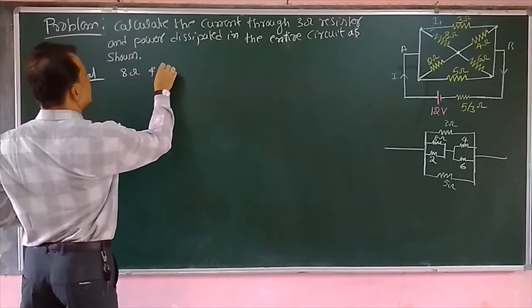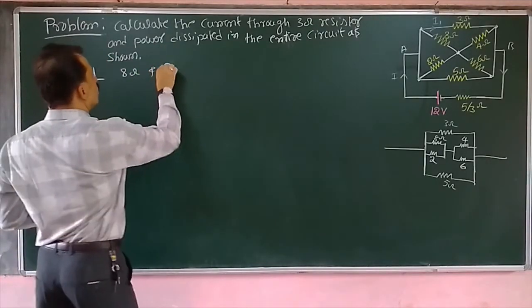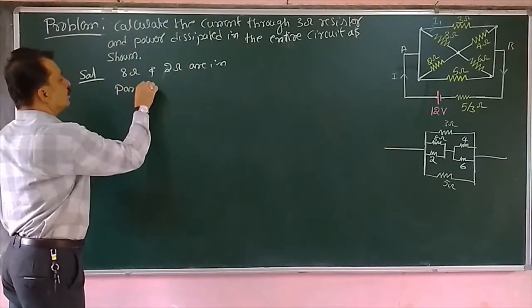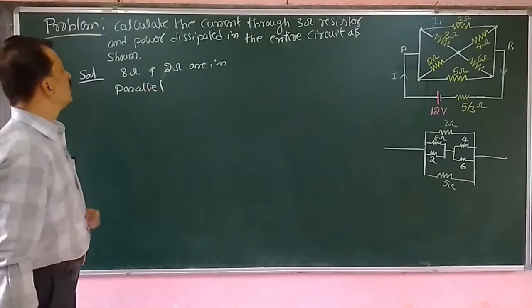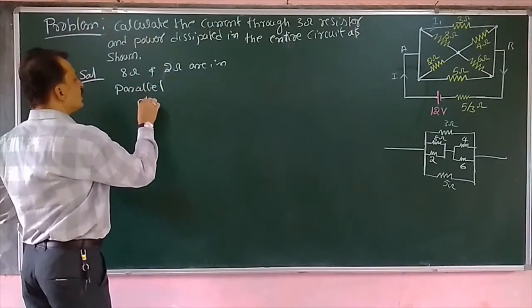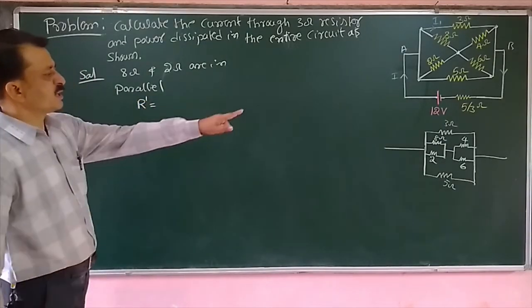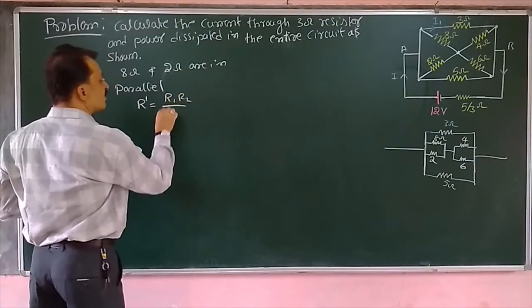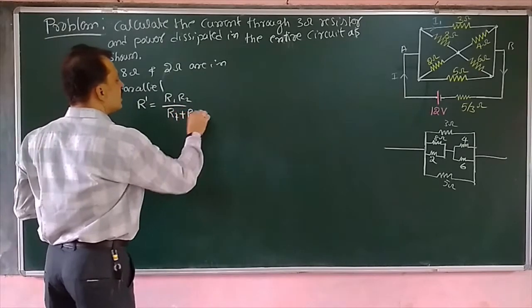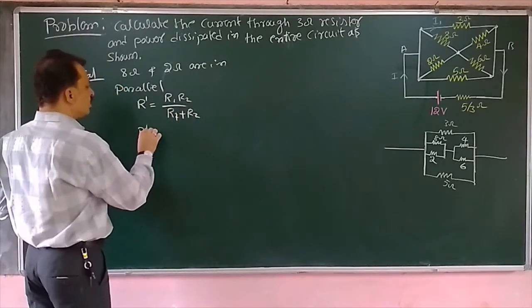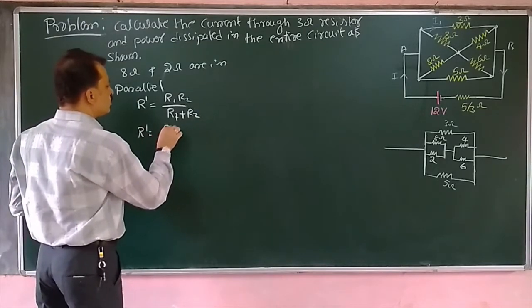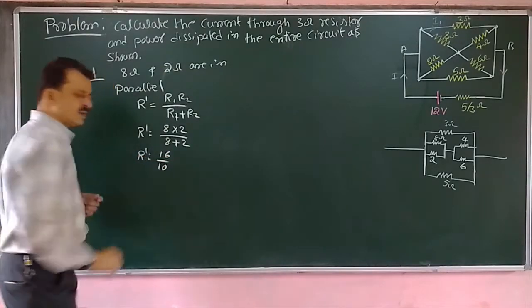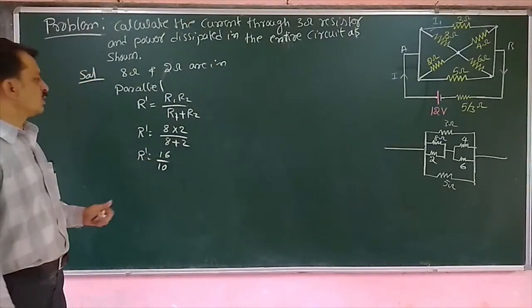8 ohm and 2 ohm are in parallel. What is their equivalent? If I take R dash as the equivalent of 8 and 2 ohms, then using the general formula R1 R2 divided by R1 plus R2, R dash is equal to 8 into 2 divided by 8 plus 2, equal to 16 by 10, or 1.6.